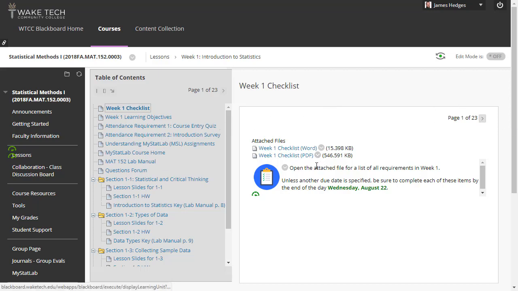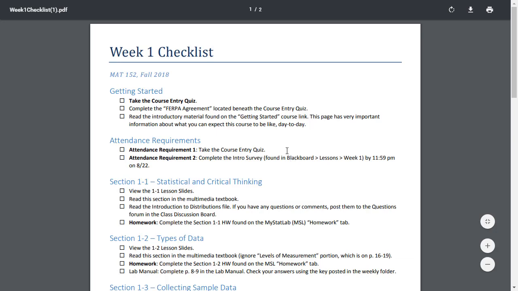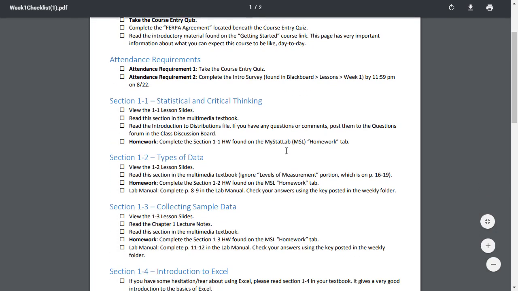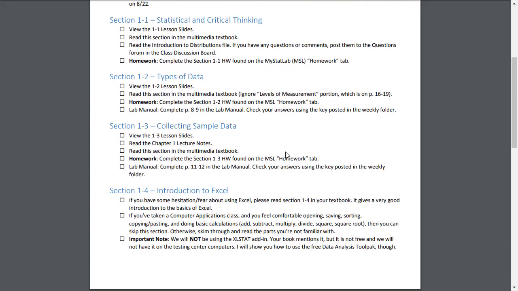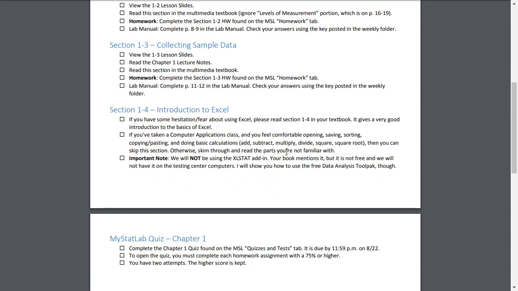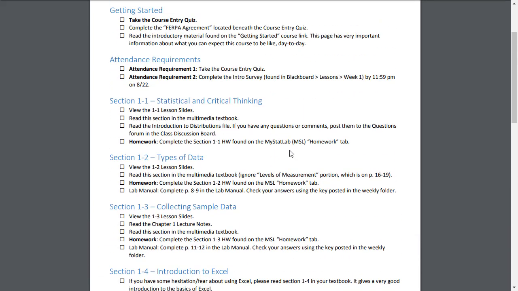The first item is always a checklist which gives the students a detailed list of what they must finish that week. I provide the checklist as a Word document and as a PDF, and I encourage students to print it and check off items as they reach them.